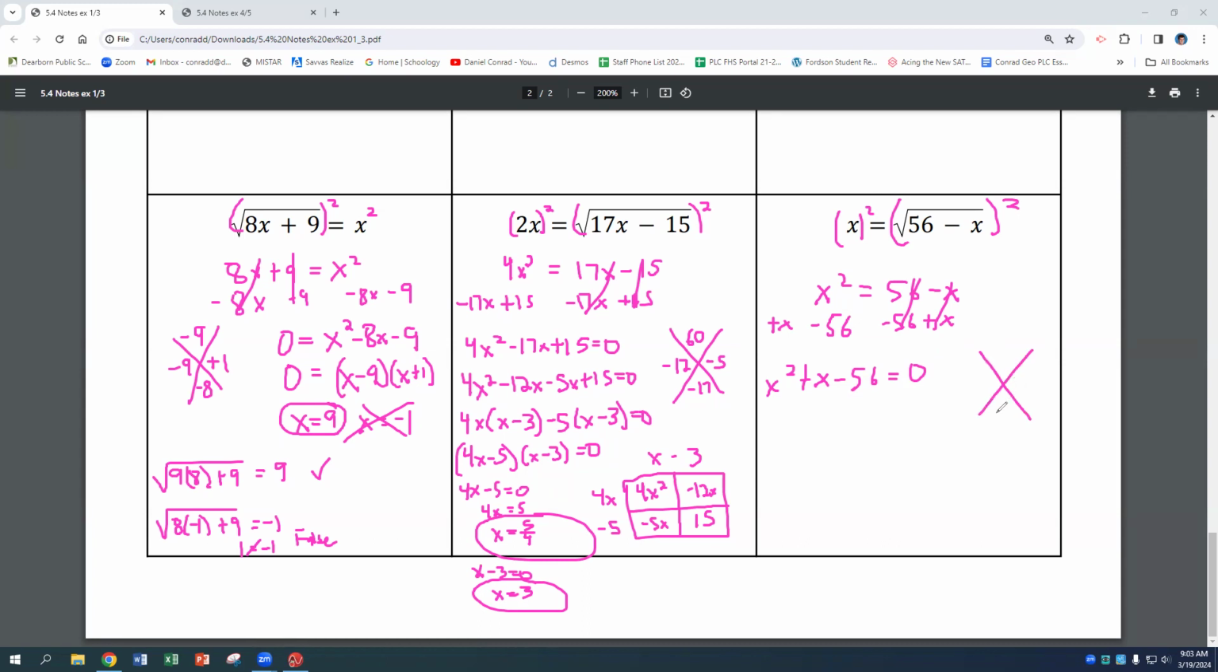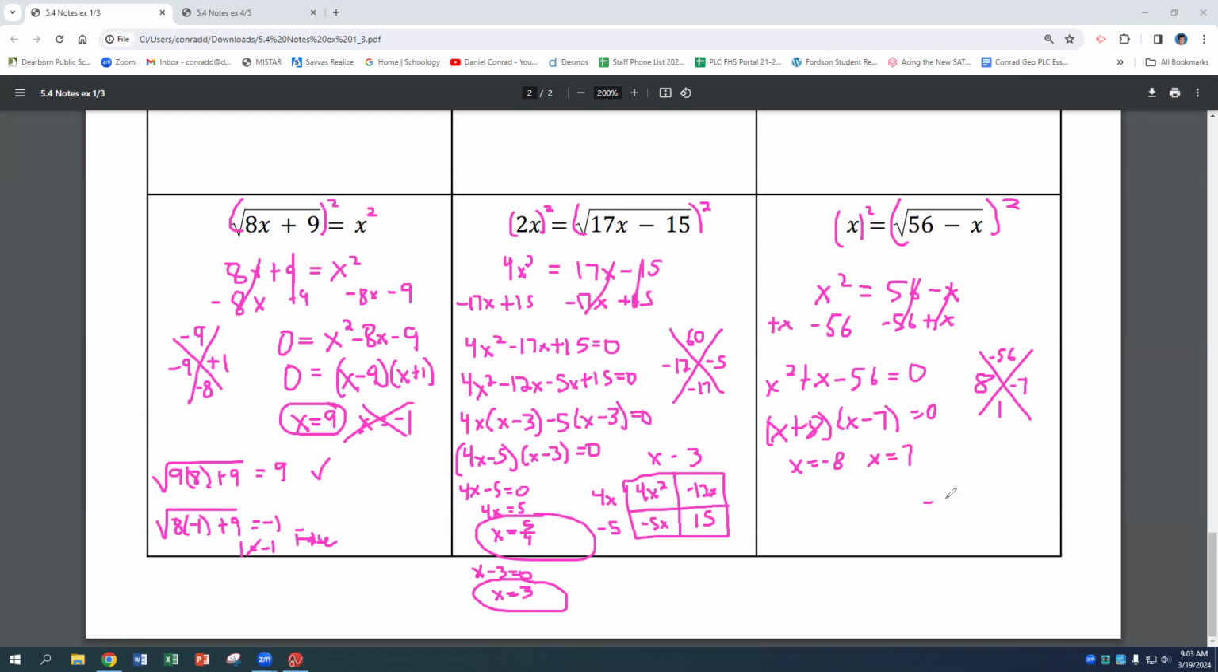So now I need two numbers that multiply to -56 and add to +1. 8 times 7 is 56. So +8, -7, which means my solutions are x equals -8 and x equals 7.